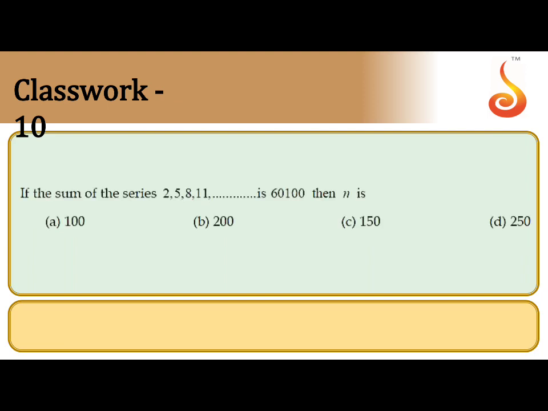Here the sum of the series is 60100. What is the value of n? So observe whether the series is AP or not. First term 2, here 3, here 3, it is clearly AP. So this series is an AP series with a equal to 2 and d equal to 3, and Sn is given as 60100. So what is the value of n?